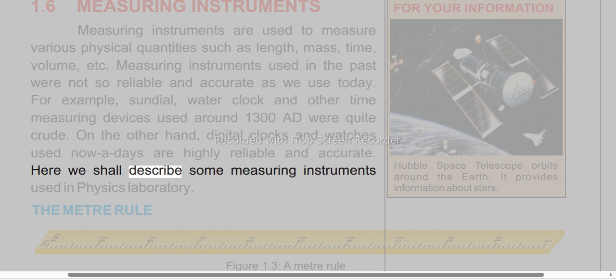Here we shall describe some measuring instruments used in physics laboratory. The meter rule. Figure 1.3, a meter rule.